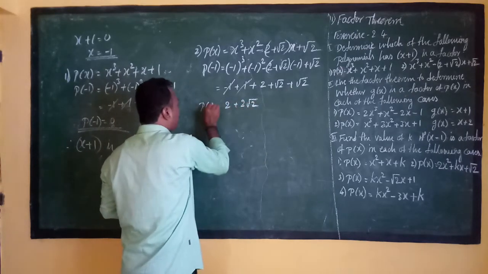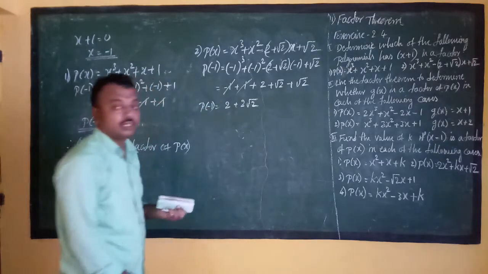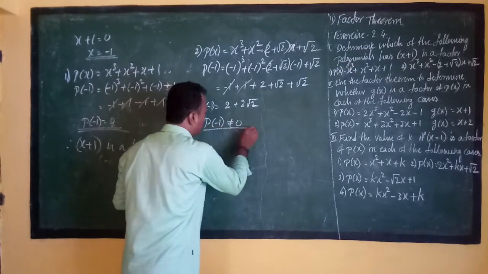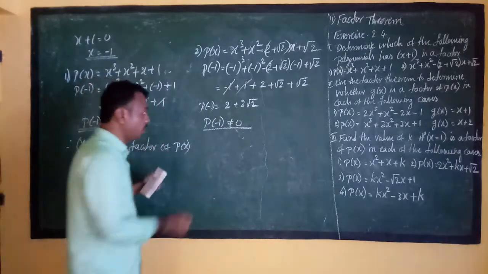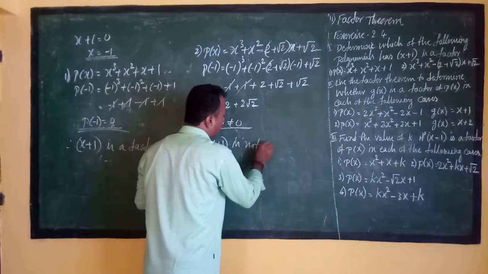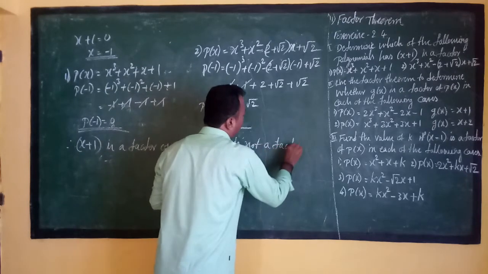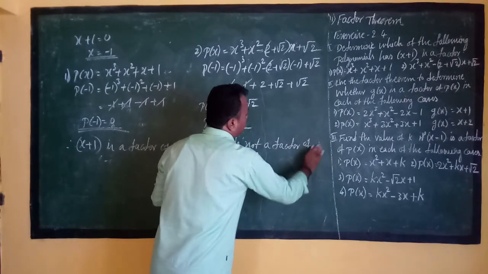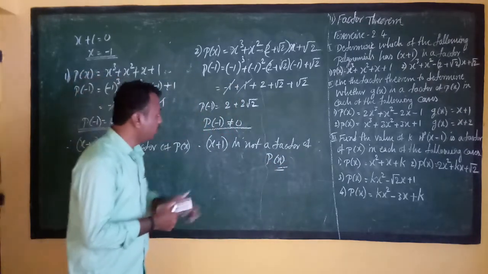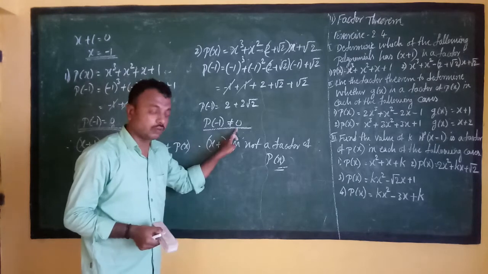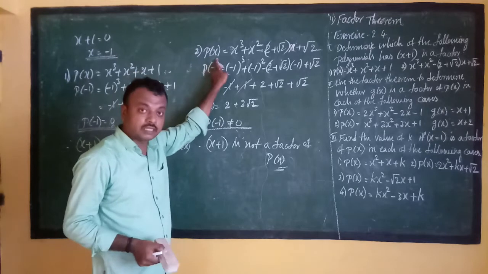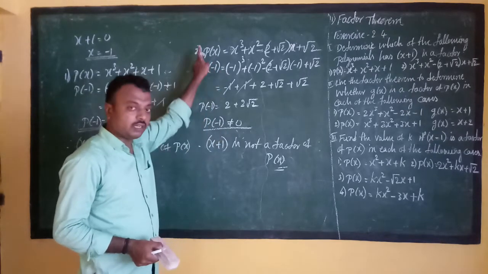Yes, that P of minus 1 is equal to 2 plus 2 root 2, but P of minus 1 is not equal to 0. Therefore, x plus 1 is not a factor of P of x. Understand students? Because P of minus 1 is not equal to 0, therefore x plus 1 is not a factor of this P of x. If it becomes 0, it is a factor of P of x.